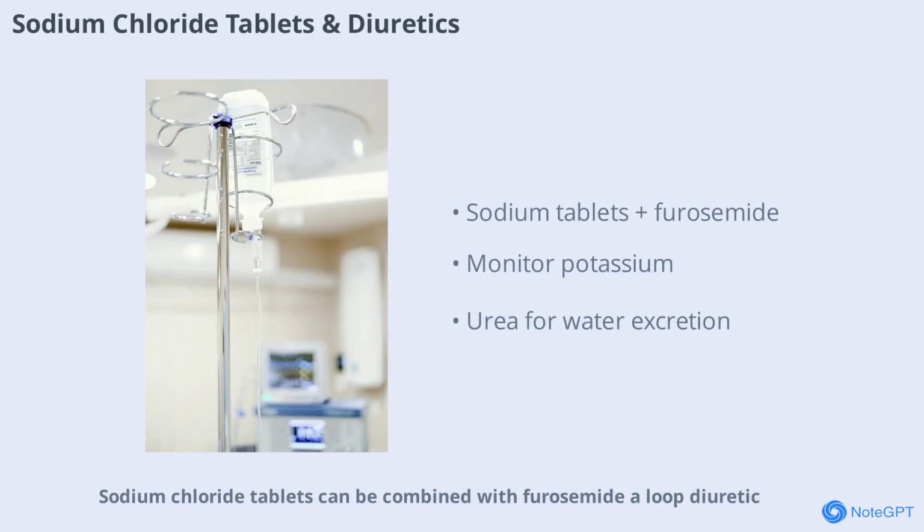Sodium chloride tablets can be combined with furosemide, a loop diuretic, to help correct sodium levels. However, this combination carries risks like hypokalemia, so potassium levels must be monitored closely. Oral or enteral urea may also be used to promote water excretion and improve sodium levels.